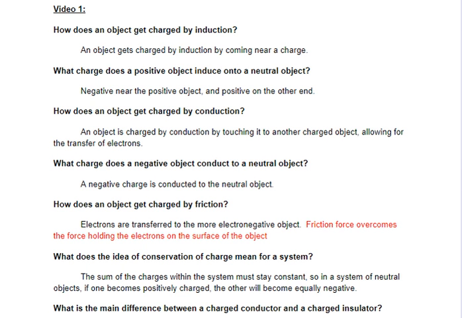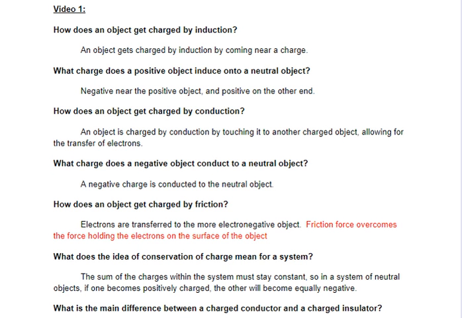All right, this is a movie answer key for the first review for AP Physics 2, which is on electrostatics. So let's get started. This correlates with video 1. How does an object get charged by induction?